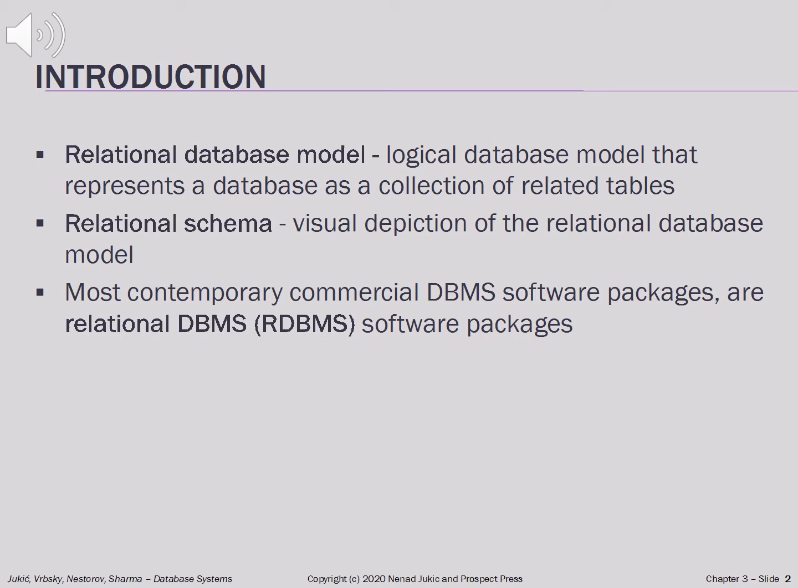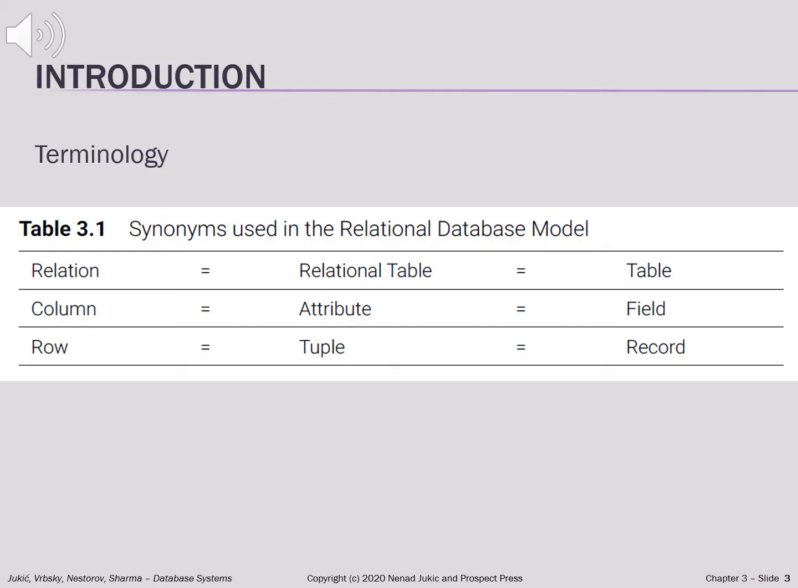Most contemporary commercial DBMS software packages are relational DBMS, RDBMS software packages, and most professional databases are implemented as relational databases. Several synonyms are routinely used with relational databases. A table is also referred to as a relation or a relational table. A column of a table is also known as an attribute or a field. A row of a table is also known as a record or a tuple.